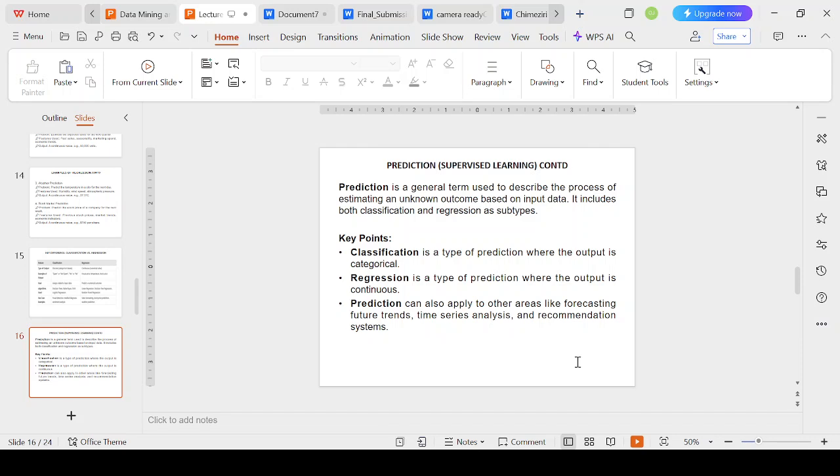Key points: when you talk about classification, the output is categorical. Regression is a type of prediction where the output is continuous. When you hear prediction, it can be a classification problem or a regression problem. It can also be applied to other areas like forecasting future trends, time series analysis, and recommendation systems.